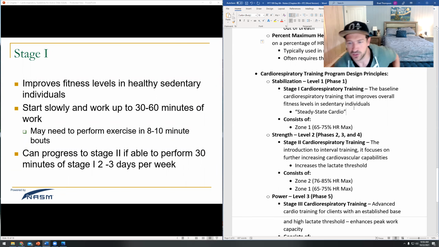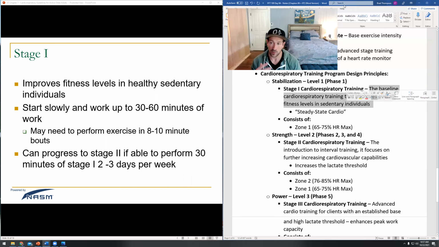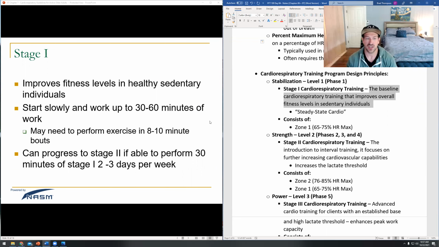Our cardiorespiratory training program, right? For clients who are in the stabilization level, that's level 1 in phase 1, they're going to get stage 1 cardiorespiratory routines. This is the baseline cardio routine that improves overall fitness levels for sedentary individuals. When you think of going for a run, that's steady state cardio, right? That's sort of what we're talking about here.